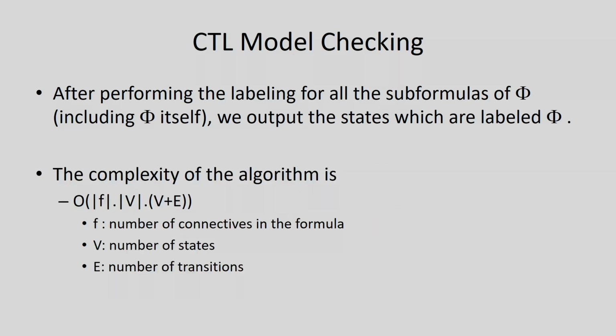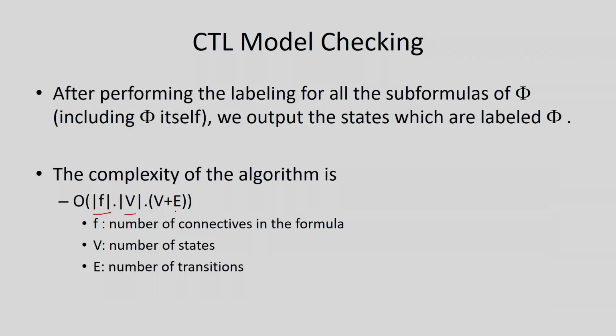Now, in this particular case, you just see what may be the complexity of this model checking algorithm. The complexity is of the order of f times (v plus e). What is f? F is nothing but the number of connectives in the formula, because if we have n connectives, then we have n sub formulas including the given formula in that particular CTL formula. So, we must know the truth values of each and every sub formula, then only we can look for the truth values of the given formula.